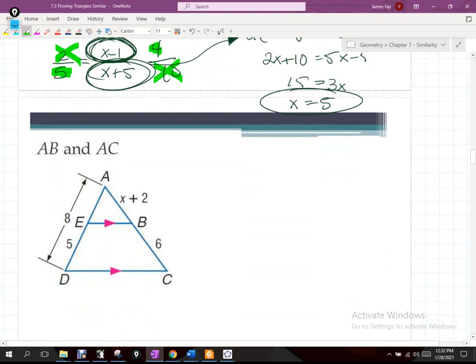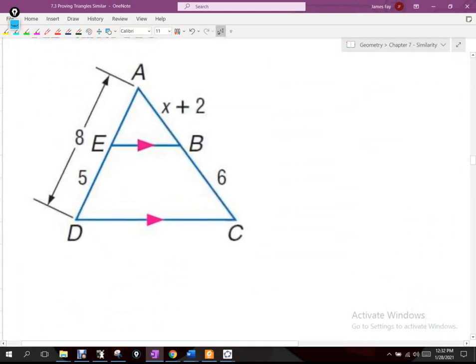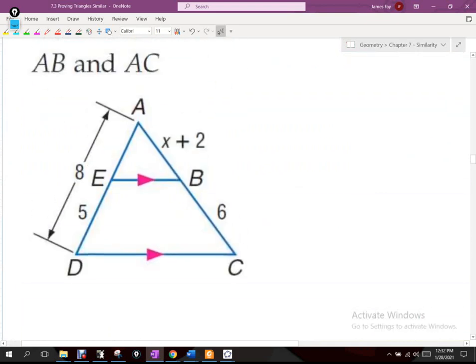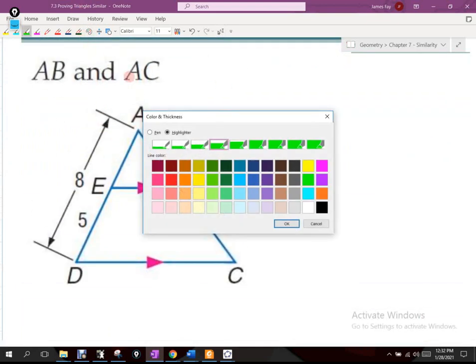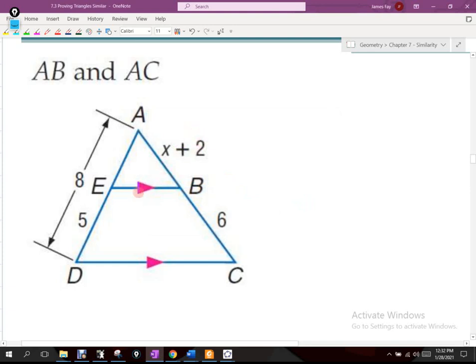All right, this one's a little bit more difficult. That's the last one we do today. What do you know about these two horizontal segments? They're parallel. So what does that tell you about that angle compared to that angle? They're equal, okay? Corresponding, right? Okay, corresponding angles are congruent if the lines are parallel.